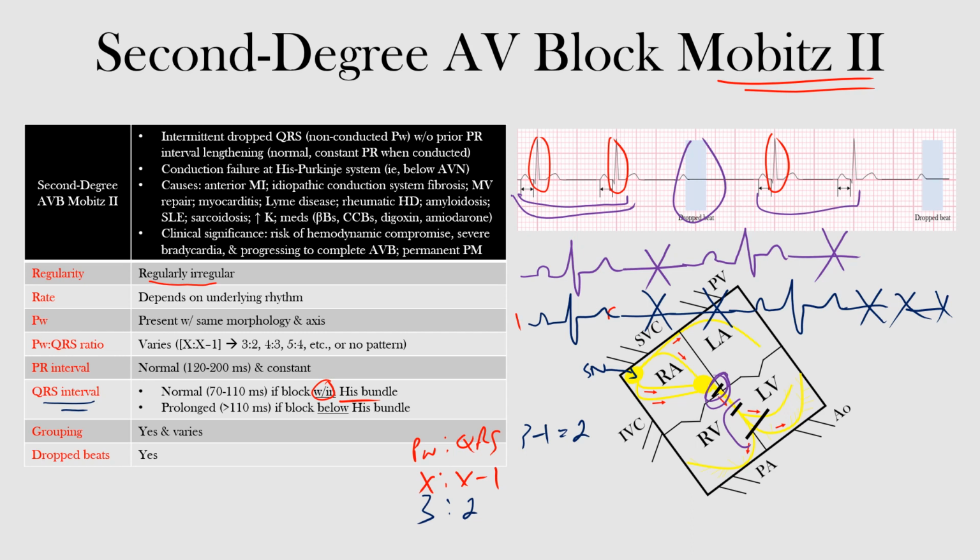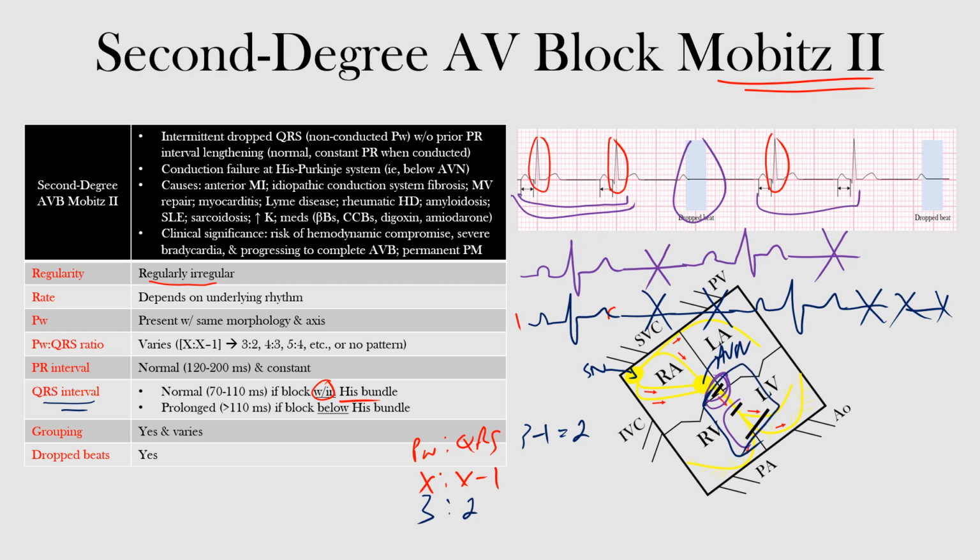Remember Mobitz type 1, we had that longer drop, that Winky box sign. So the PR intervals would lengthen, and then drop, and that was due to that AV nodal fatiguing. In this case, we don't have that. We have normal PR intervals, and then all of a sudden we have a dropped beat. The conduction failure is with the His-Purkinje system, below the AV node. Here's our AV node. We're saying that the problem is below it in this region here.